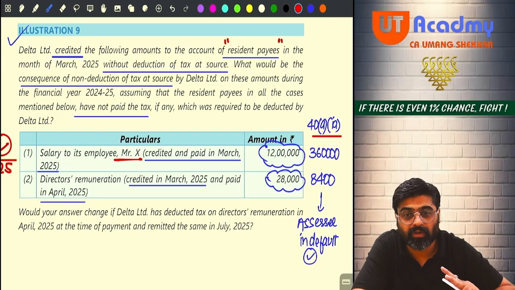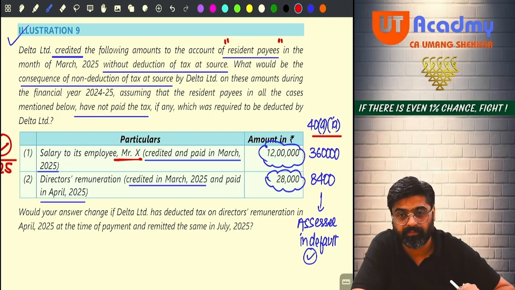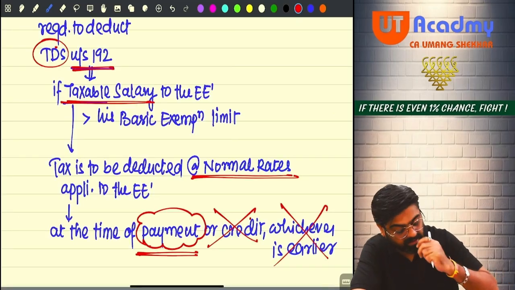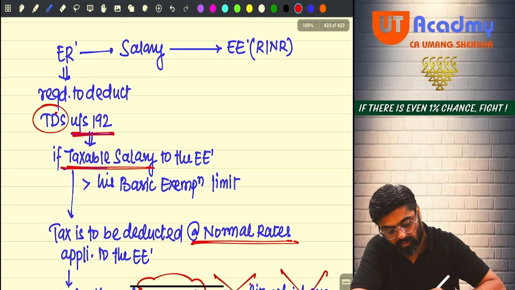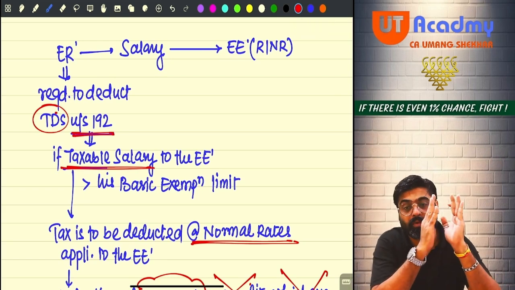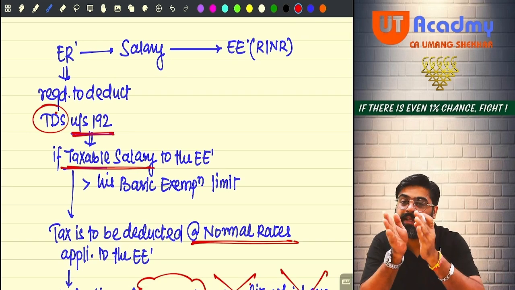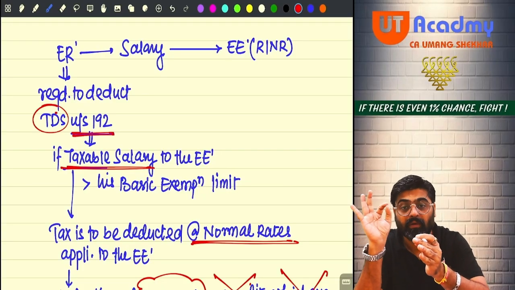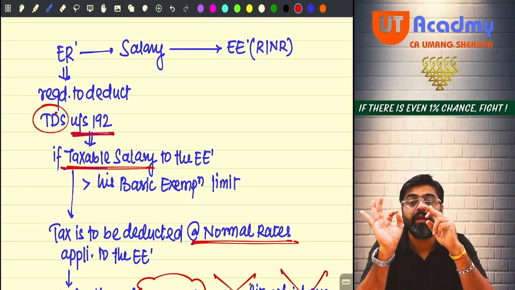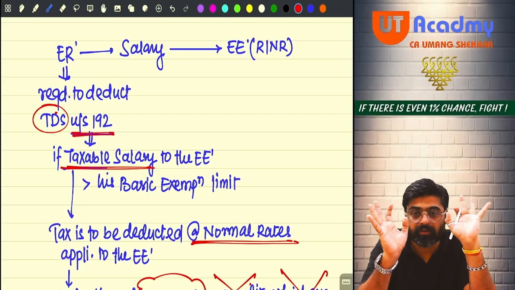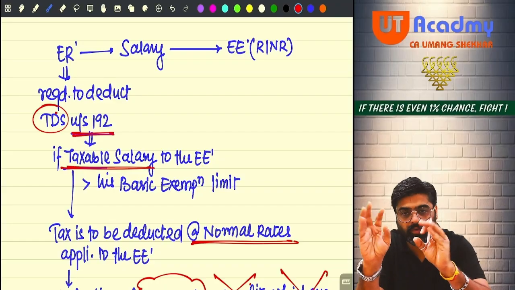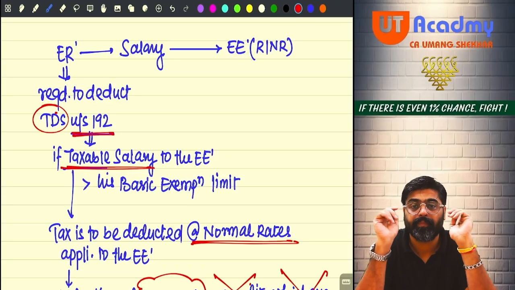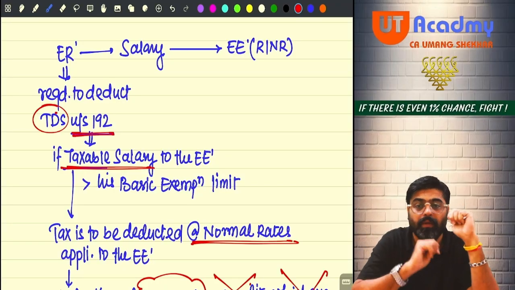Sure, sir. Now the second payment is made and that second payment is director's remuneration. See, the section which I told you about salary was section 192. So as per the provisions of section 192, TDS is to be deducted on the salary. Whether that salary is payable to a resident or to a non-resident will not make any difference. TDS will be deducted on the salary as per section 192 only. Yes or no? Everyone, now pay attention.